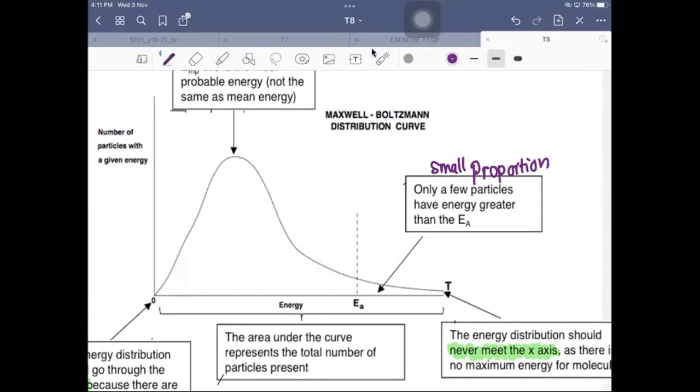Okay, have energy greater than activation energy. So that means if they have energy greater than, equal to, or greater than activation energy, effective collision can happen. And what do we know when effective collision happens? It can cause chemical change. So this is reaction. Reaction is happening. So if you want to know the number of molecules, you have to find the area of the shaded region.